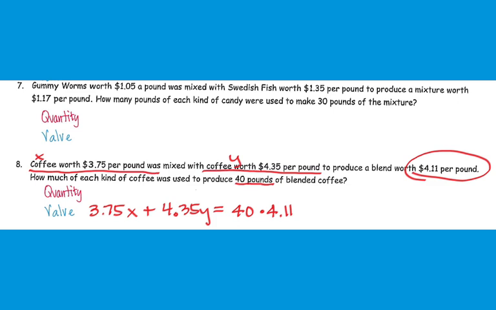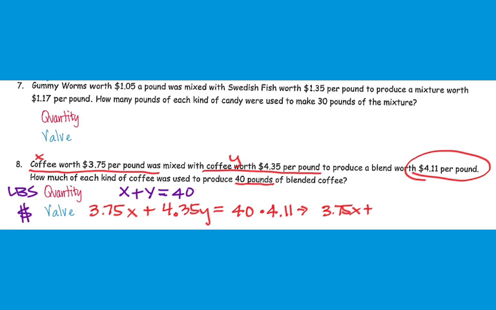$4.11 for 40 pounds, right? This has got to be more than $4.11 if I just put $4.11 per pound, because $3.75 plus $4.35 will not equal $4.11. So I know I have to multiply it by the new amount that we're going to sell. Quantity is our X plus Y coffees equals 40 pounds total, right? So value is the money. Quantity is how much? The pounds.